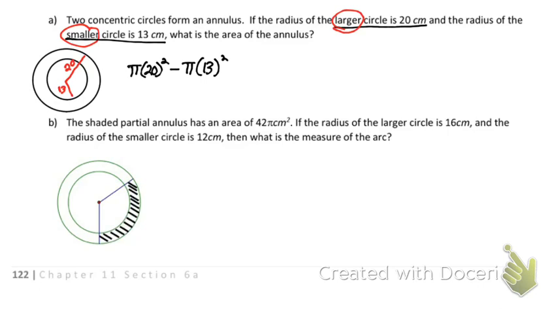Note, you can actually do this subtraction. So you're going to basically do 20 squared minus 13 squared. And what's that going to come out to? Sangha? 231 pi. Perfect.